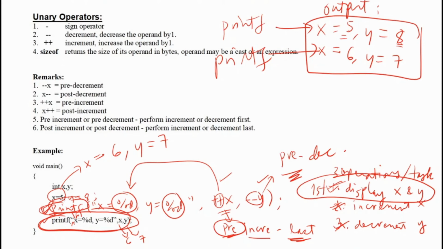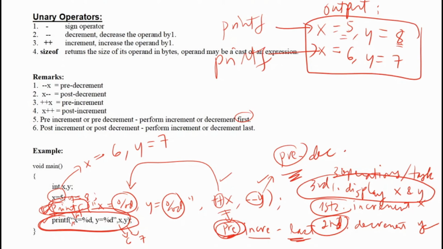Going back to these tasks here, again, there are 3 tasks in this line. In the first printf, what is performed first? Is it the display, just like earlier, or is it the increment or decrement? Since that is pre-increment and pre-decrement, it will be performed first, right? The display now would be last. This will be first to be performed, the increment of x, and second to be performed is the decrement of y, and third to be performed is the display.